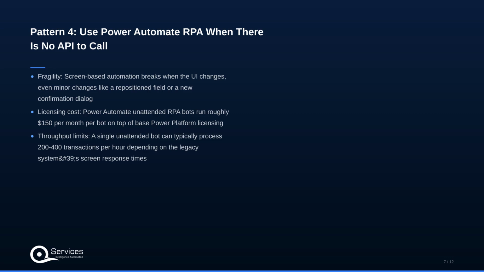The bot logs into the terminal, navigates screens, reads field values, and submits data the same way a human operator would. Microsoft's Power Automate Desktop documentation covers the full range of UI automation capabilities, including Windows application automation and browser-based legacy interfaces. The honest trade-offs with RPA.